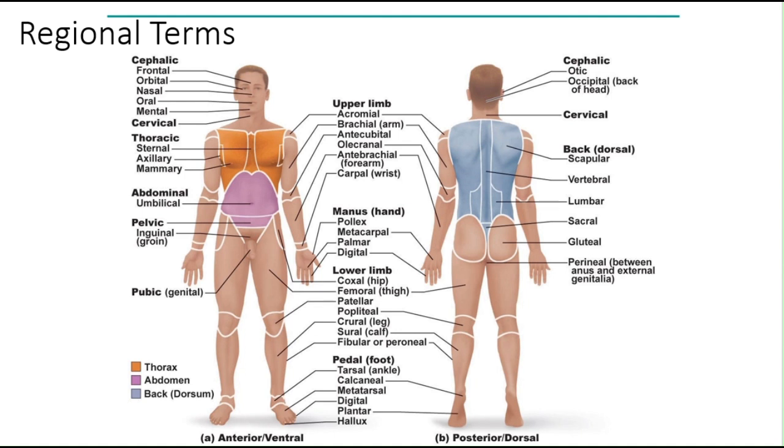We have some regional terms. At the head, or cephalic, we have frontal, the forehead, orbital, our eye or eyeball cavity, nasal, oral, and mental. The neck is called cervical, our chest is called thoracic, and we have the abdominal and pelvic regions.